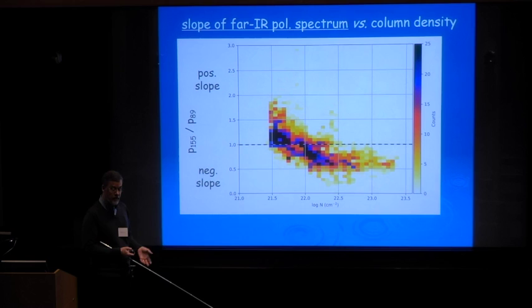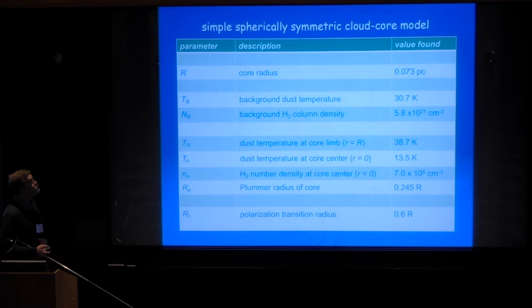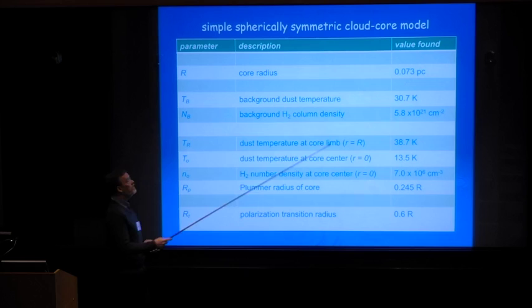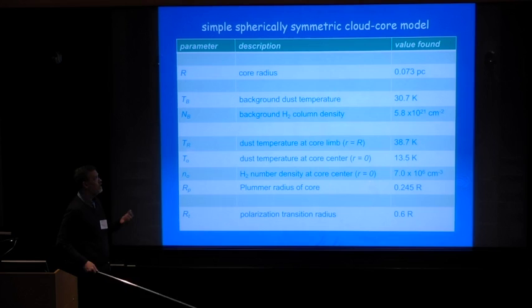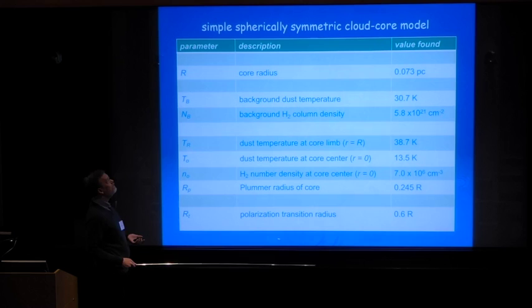So I'm going to briefly go over some of the aspects of this model. It has just two components. We have a uniform cloud, and then superposed on that we have a spherically symmetric core. Now, of course, you saw the map. You know it's not spherically symmetric, but it's a simple sanity check model to see whether it's plausible that this could be right. So we push ahead with this model.